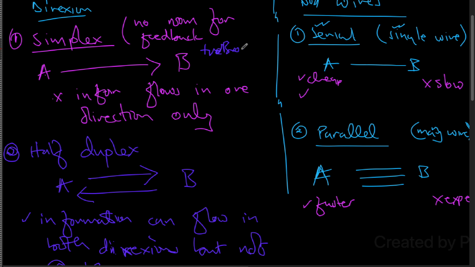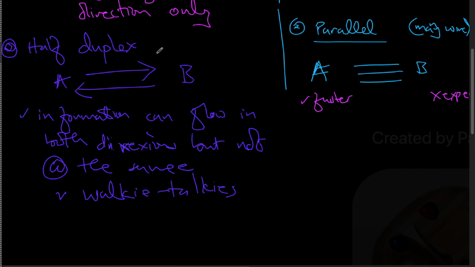An example now of simplex transmission, we can talk about TV or radio broadcasts. You cannot respond to the news that you are hearing over the TV. It's only coming through from the broadcaster to you as the receiver. You get the point?